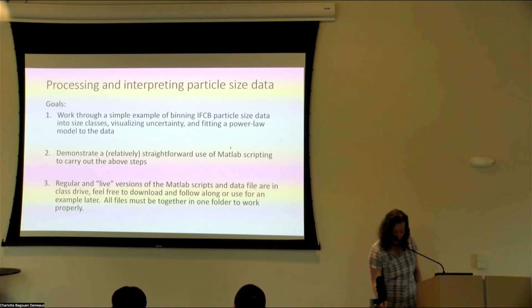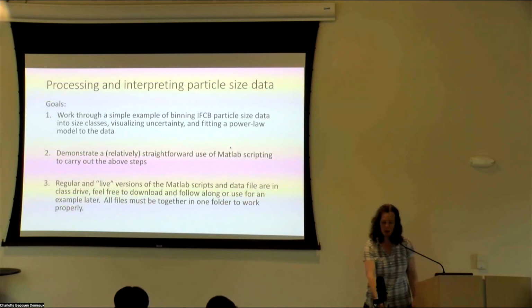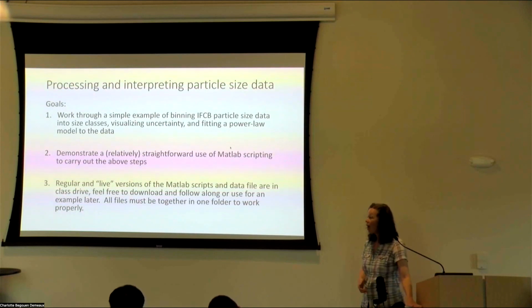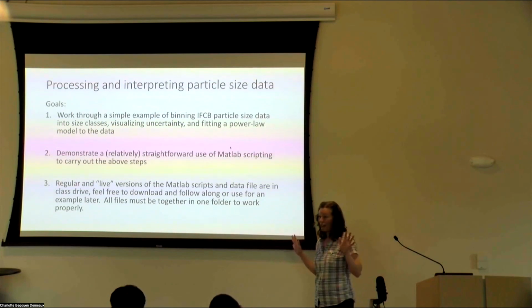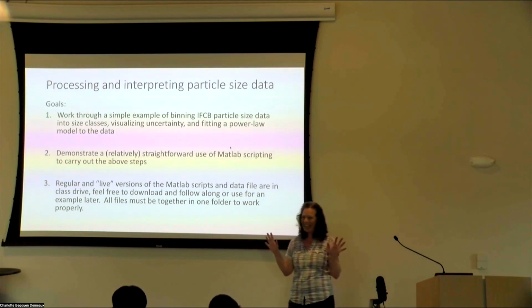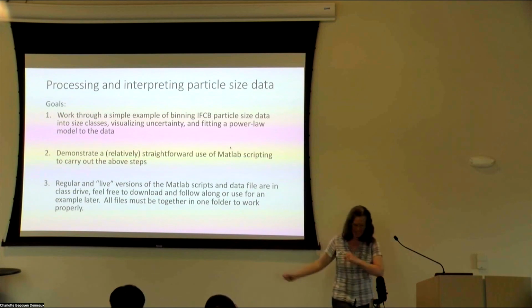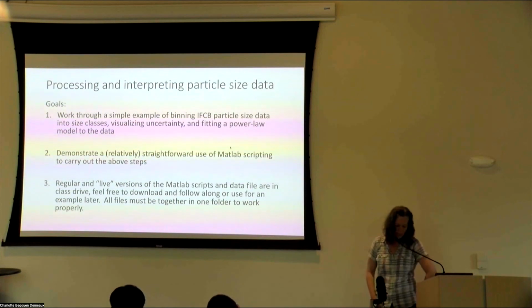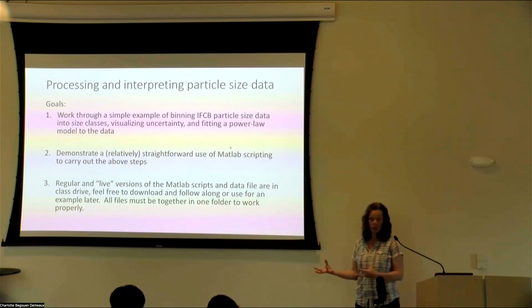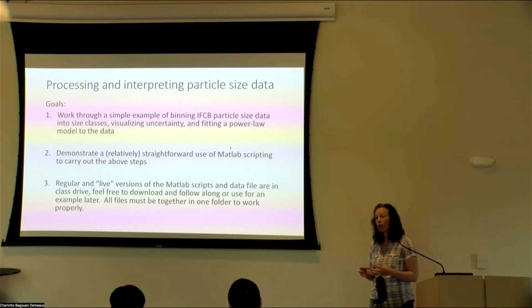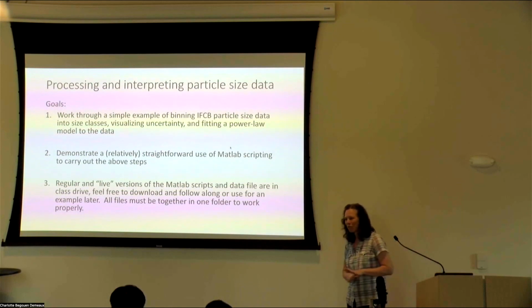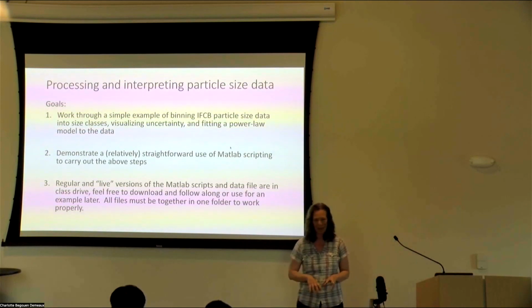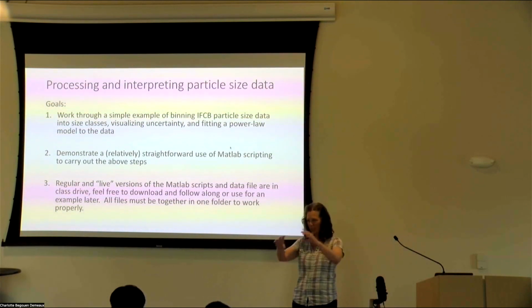Okay, so what we're going to do next is work through a simple example, just taking some raw IFCB data. And I don't use the Imaging FlowCytobot data at all. I have no preconceptions about anything. So I'm going to take some raw data and read it in. And we're going to bin it into size classes, visualize the uncertainty, and fit a power law model to the data. And hopefully demonstrate a relatively straightforward use of a MATLAB script to do this, where we go through each step individually. I'll make some very simple figures.